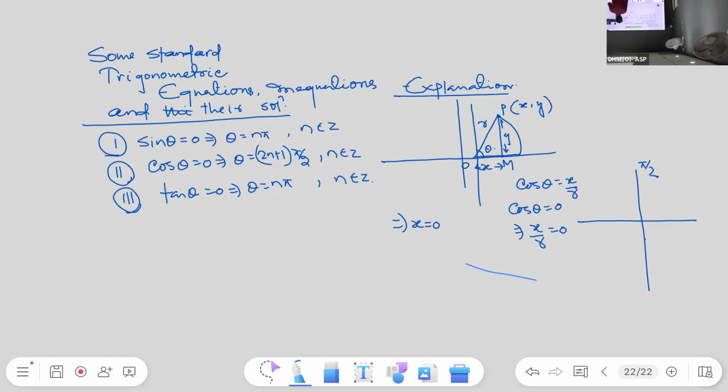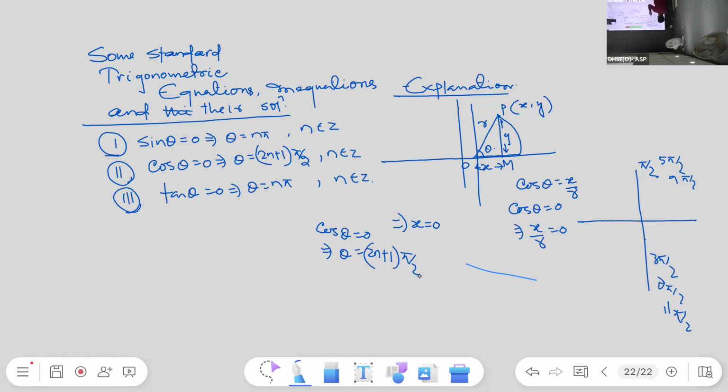So pi by 2, 3 pi by 2, 5 pi by 2, 7 pi by 2, 9 pi by 2, 11 pi by 2. So 1, 3, 5, 7, 9, 11, all these are odd numbers. So cos theta equal to 0 implies theta is an odd multiple of pi by 2. Theta is equal to (2n plus 1) into pi by 2. Right? And then come to the third one.